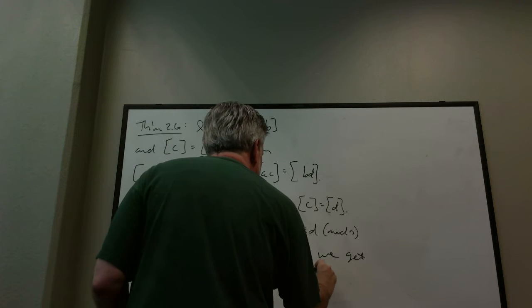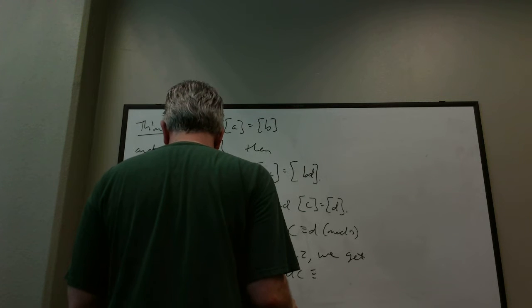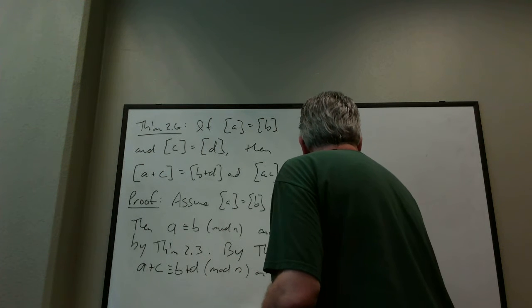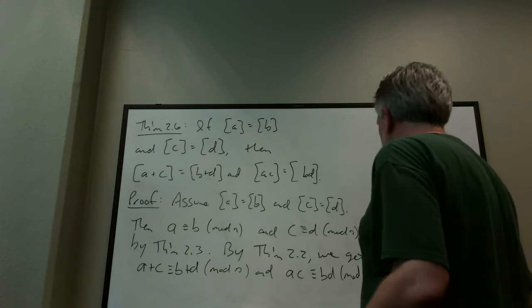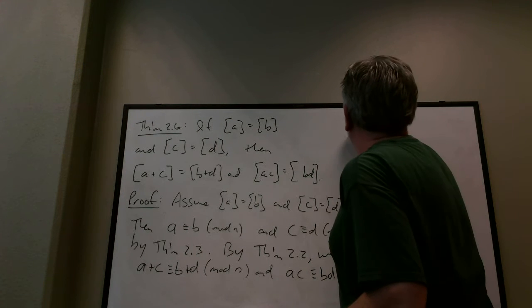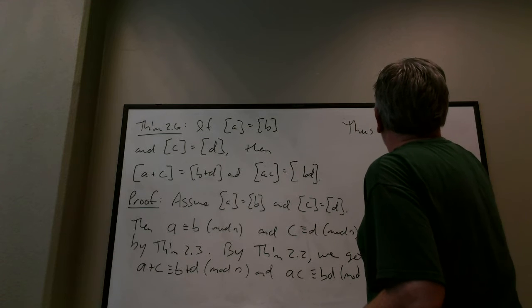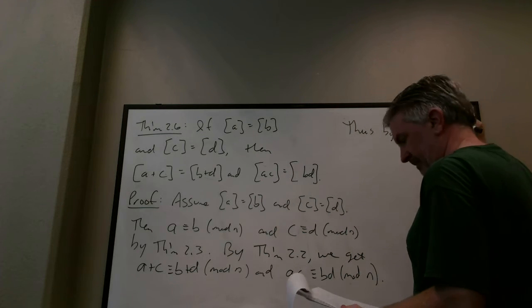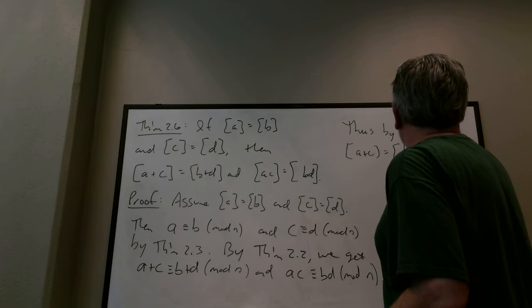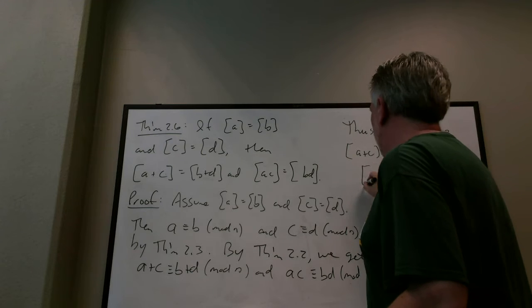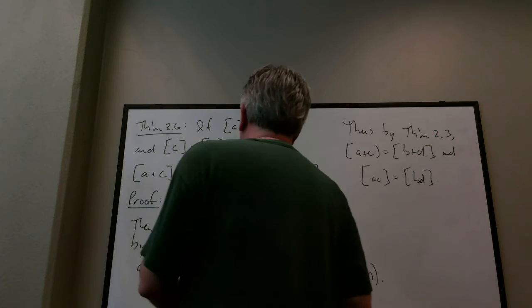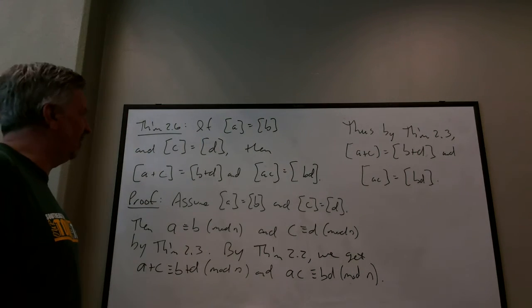And AC is congruent to BD mod N. We did that before. Thus, by theorem 2.3, we get the class of A plus C is the class of B plus D, and the class with AC is the class with BD. Again, so we're just piecing together theorems we've already done.